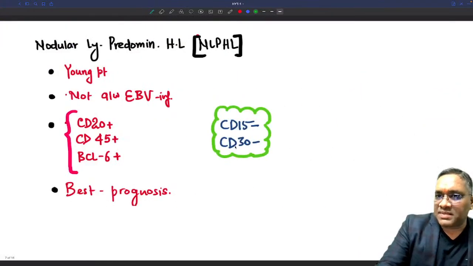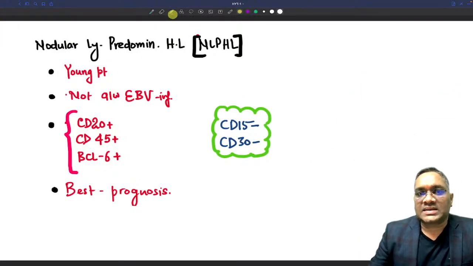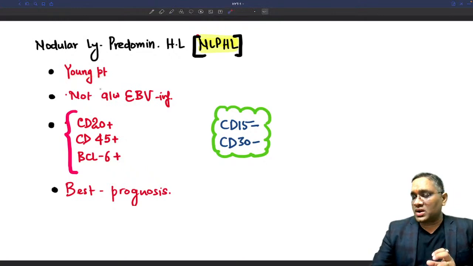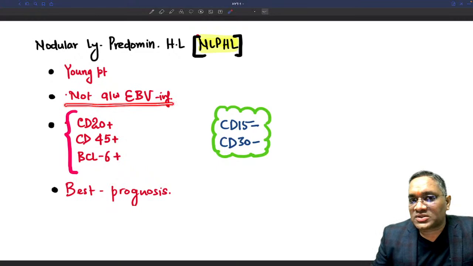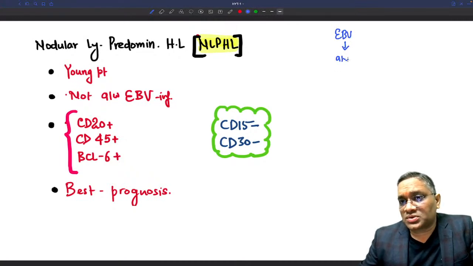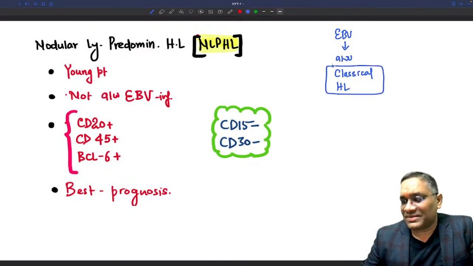Nodular lymphocytic predominant Hodgkin's lymphoma, as I said, in short, we'll be writing NLPHL. So who will be affected usually in this? Patients will be younger, and it is very important to notice that it is not associated with Epstein-Barr virus infection. Please remember this point. Epstein-Barr virus infection is associated with classical Hodgkin's lymphoma, right?